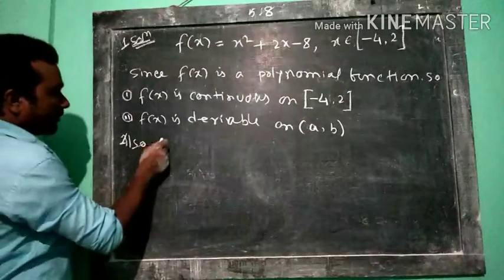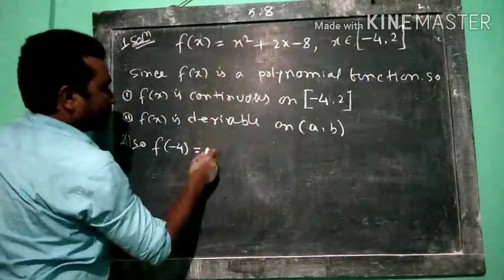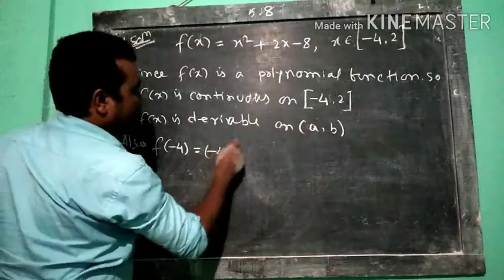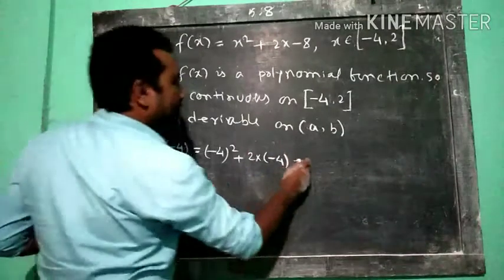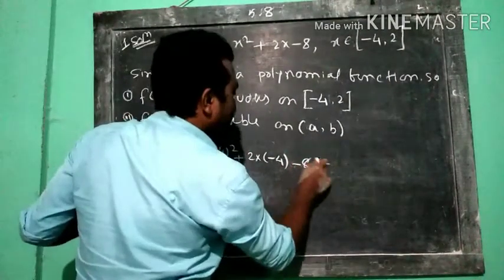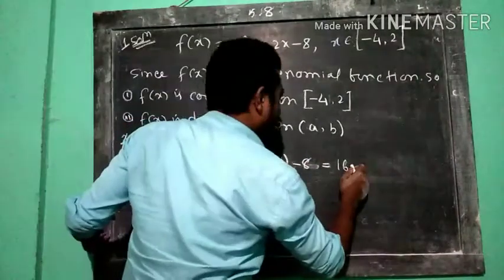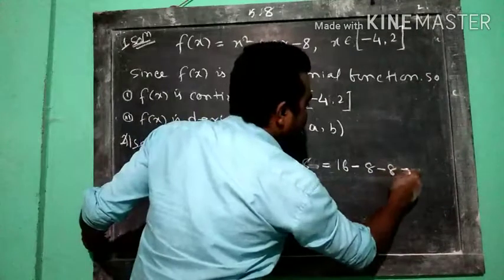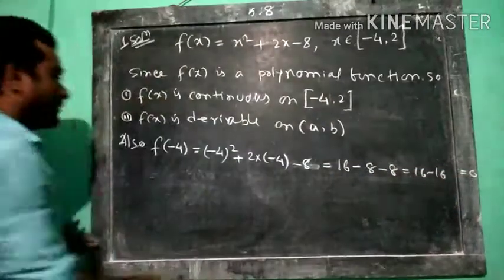Now we are going to find f(-4). So f(-4) equals (-4) squared plus 2 into (-4) minus 8. This is 16 minus 8 minus 8. This is equal to 16 minus 16, which is equal to 0.